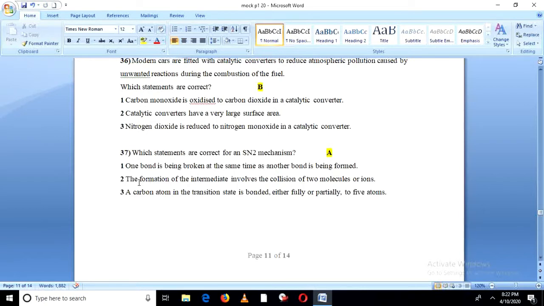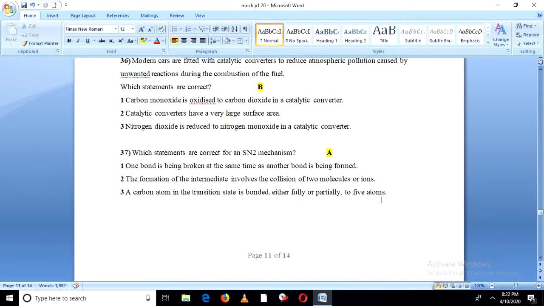The second was the formation of an intermediate involves the collision of two molecules or ions. This is also correct because in the slow step in the SN2 mechanism reaction, there are two species that are involved within the reaction. While the third statement was saying a carbon atom in the transition state is bonded either fully or partially to 5 atoms.